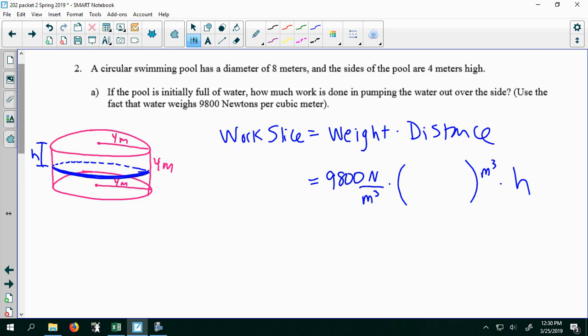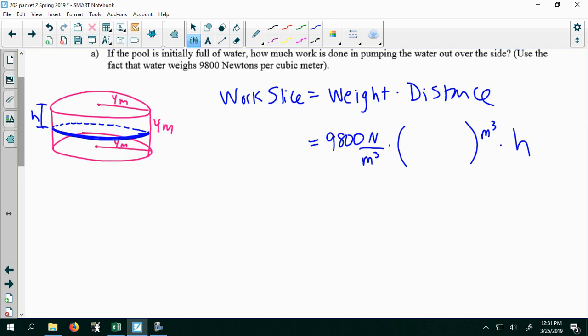Okay, so what goes in these parentheses is the volume of the slice. How many cubic meters is its volume. So its volume is pi r squared delta H. The radius is constant, it's 4. And the slight thickness of the cylinder, delta H, is the height. Okay, so that's the work done on a single slice.